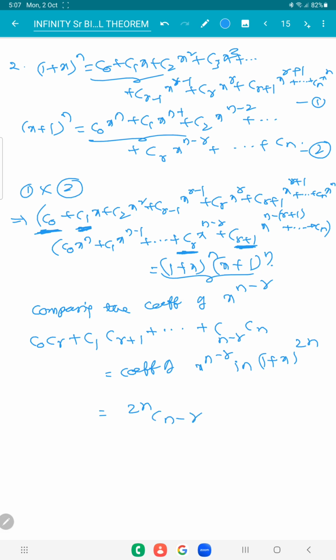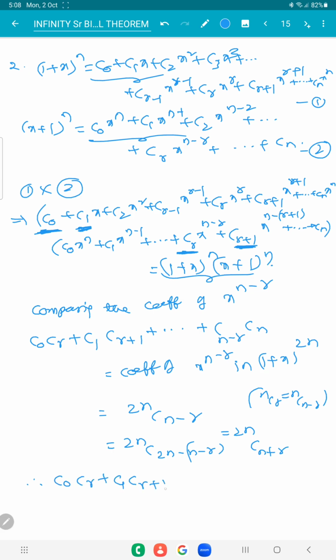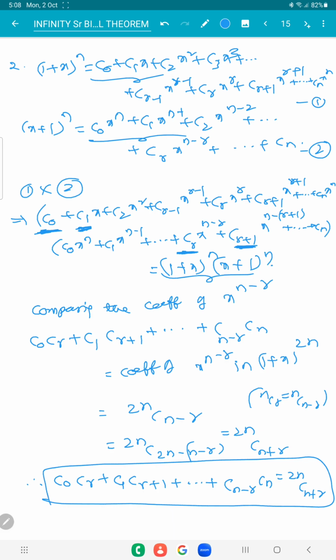2n c n minus r can be written as 2n c of 2n minus of n minus r. That is equal to 2n c n plus r, because ncr is equal to nc n minus r. Therefore c0 cr plus c1 cr plus 1 plus and so on plus cn minus r cn is equal to 2n c n plus r. So now deductions are also there. Deductions are simply substituting r is equal to 0 and r is equal to 1.